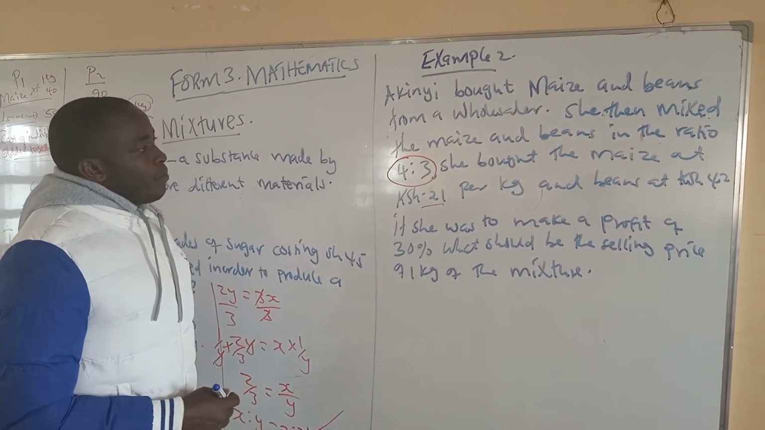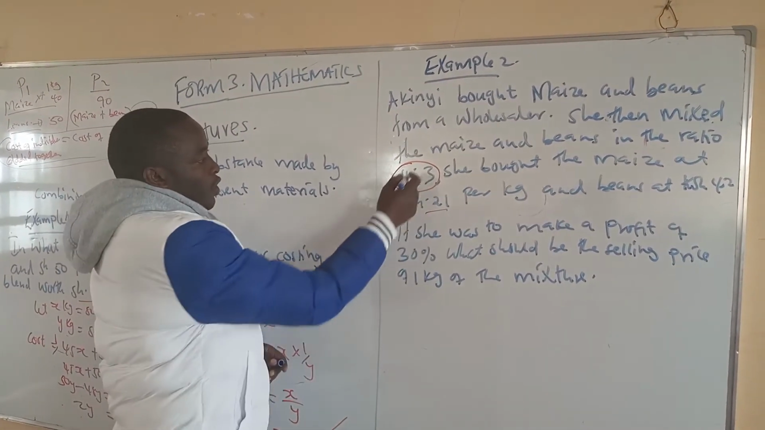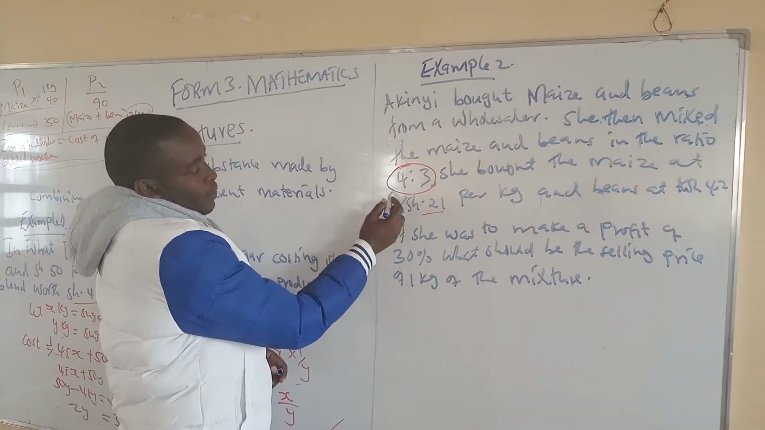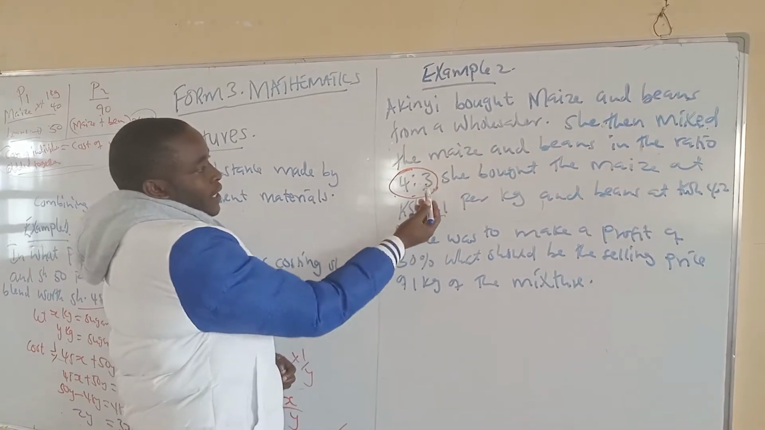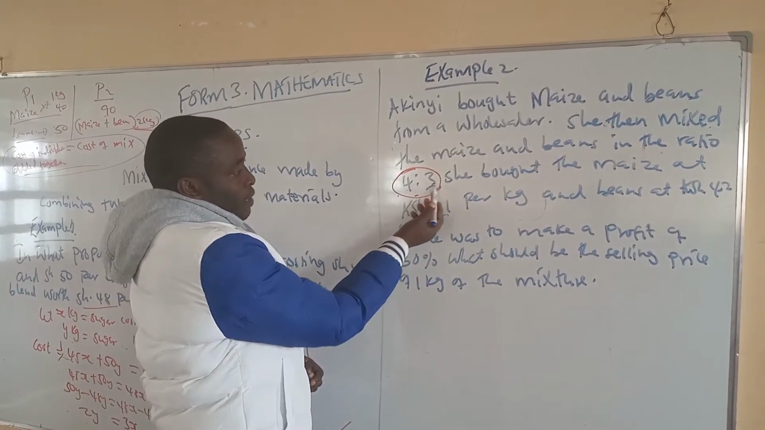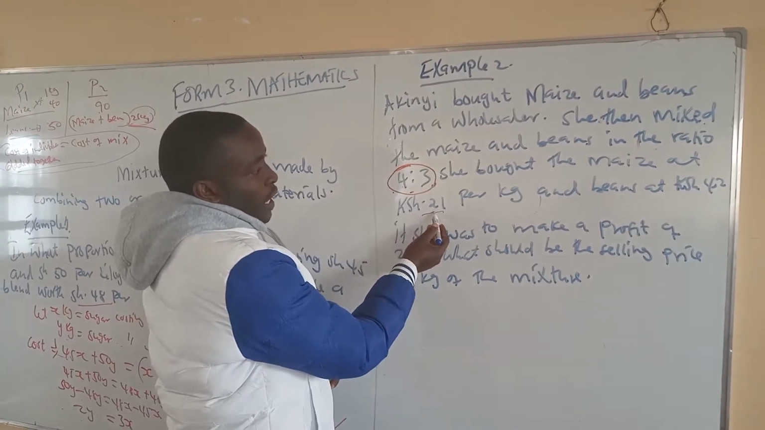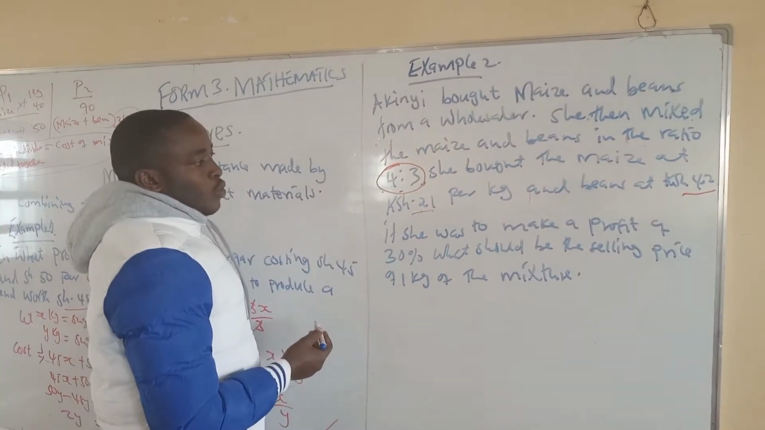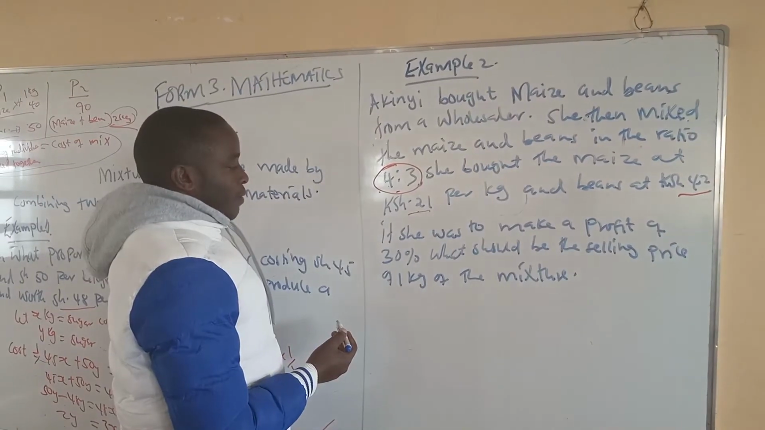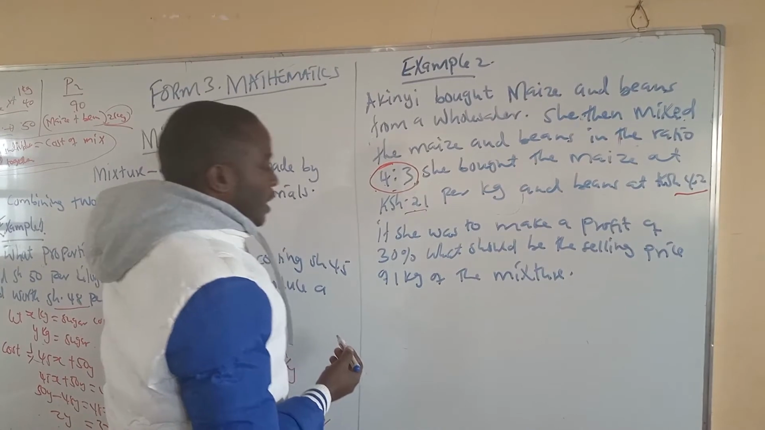She then mixed the maize and beans in the ratio of 4 is to 3. You realize this 4 is to 3, these were 4 kgs and these were 3 kgs of maize and beans. She bought the maize at 21 shillings per kg and beans at 42 shillings per kg. If she was to make a profit of 30%, what should be the selling price of 1 kg of the mixture?